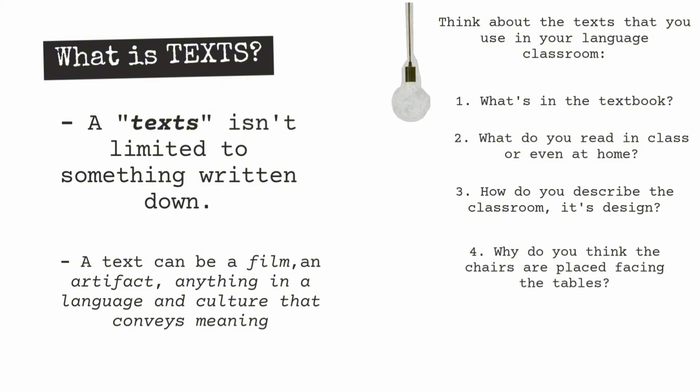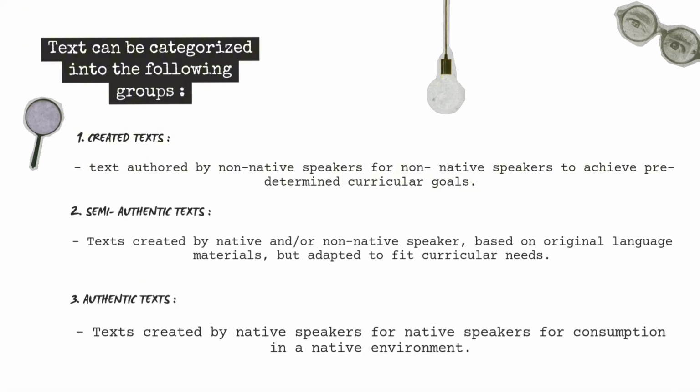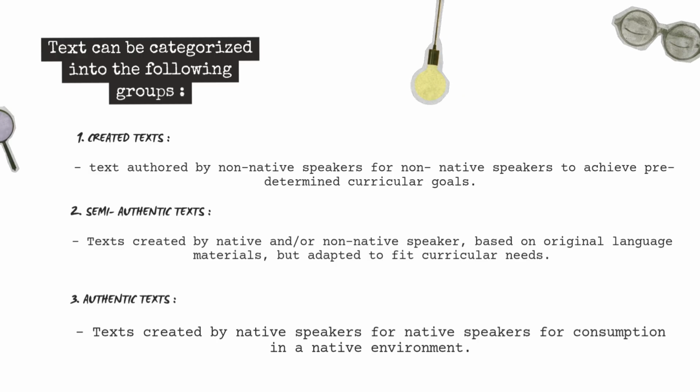First, what's in the textbook? Second, what do you read in a classroom or even at home? Third, how do you describe the classroom, its design? And last, why do you think the chairs are placed facing the tables? Text can be categorized into the following groups. First is the created text, the semi-authentic text, and last, the authentic text.